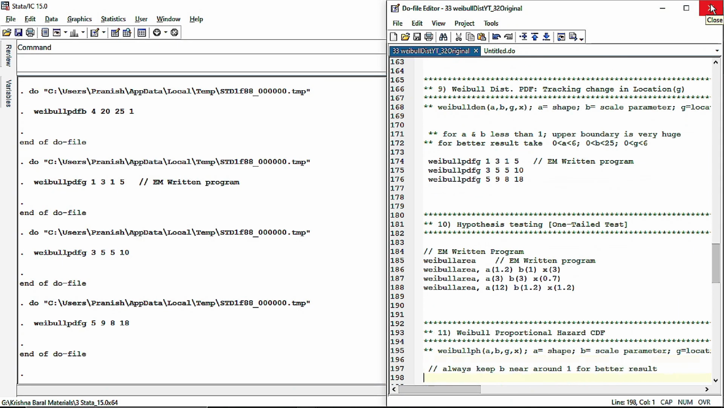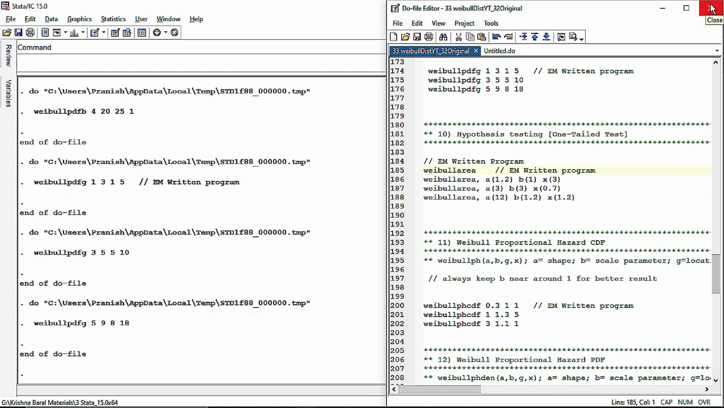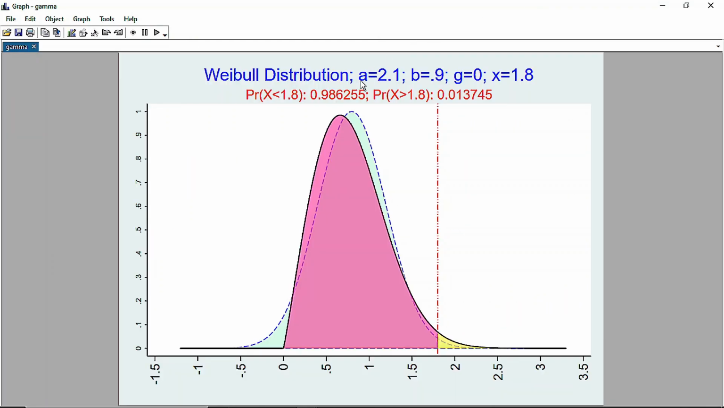Now let us see the area graph, and it is useful for one-tailed hypothesis testing. Weibull area, this is the Econometrics Malt program. So the shape parameter is 2.1, scale parameter is 0.9, and location parameter is 0. Our value of x is equal to 1.8. This is our null hypothesis, and two alternative hypotheses: x is less than 1.8, left tail test, and x is greater than 1.8, our right tail test.